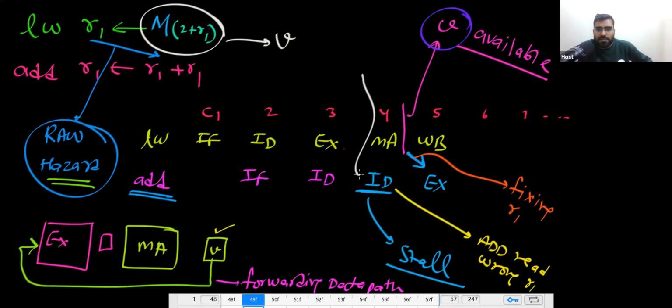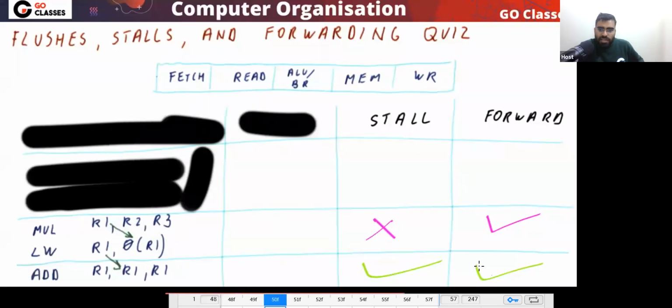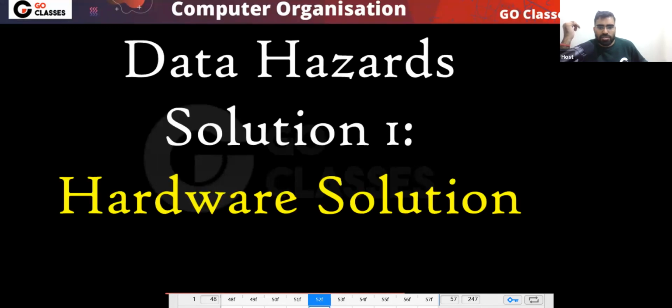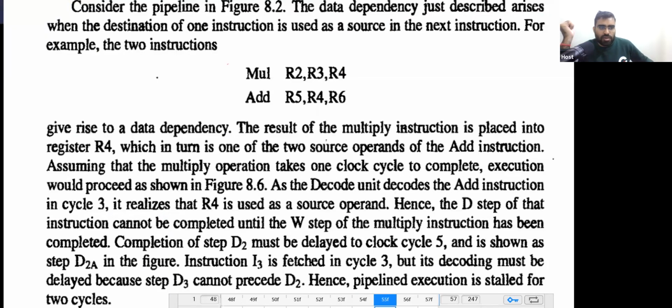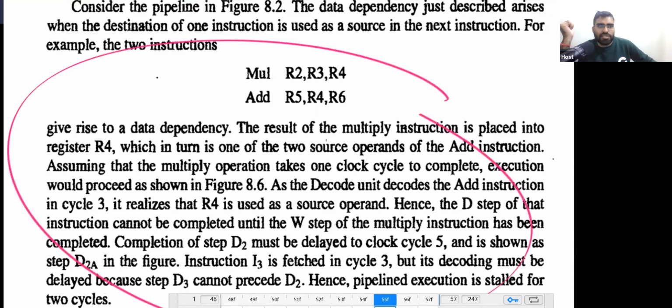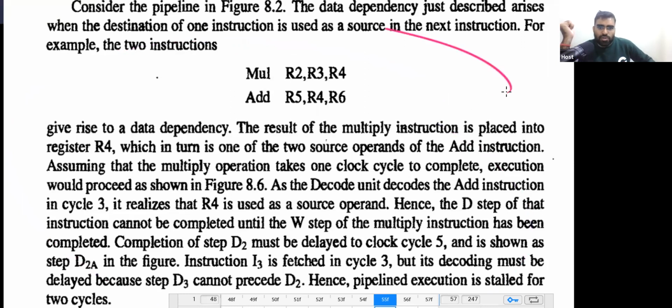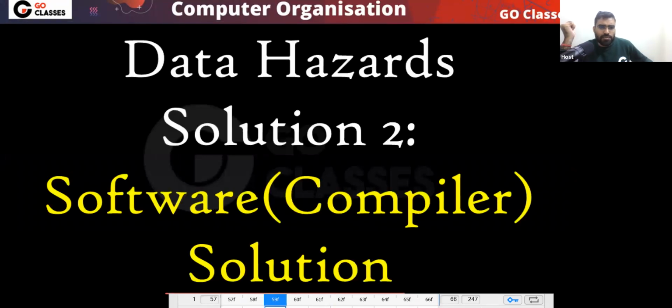This is your chapter. One stall only, so you are using forwarding also, and stall also. This is your question. This is your chapter. Every solution we have seen is the hardware solution. You can read these notes from Hamacher. Whatever we have seen is already written here. This is the screenshot from the Carl Hamacher book, a very, very nice book.